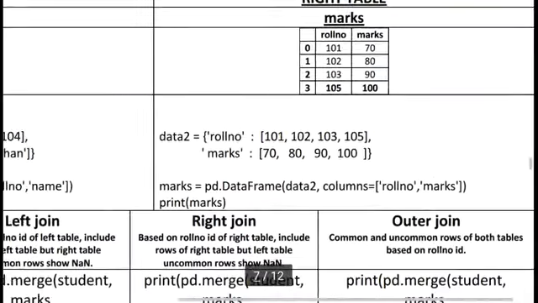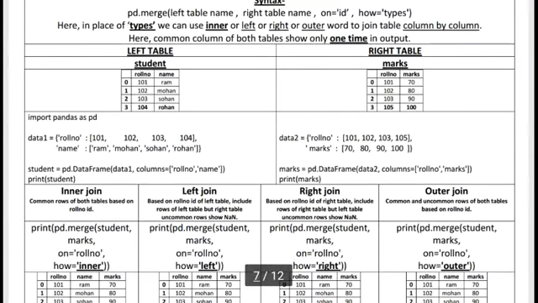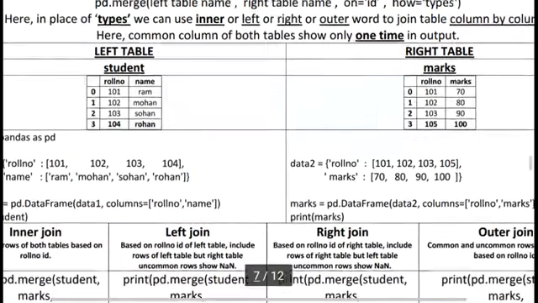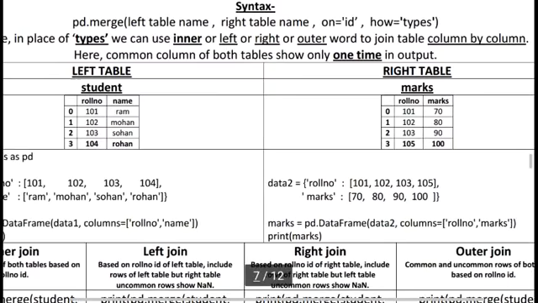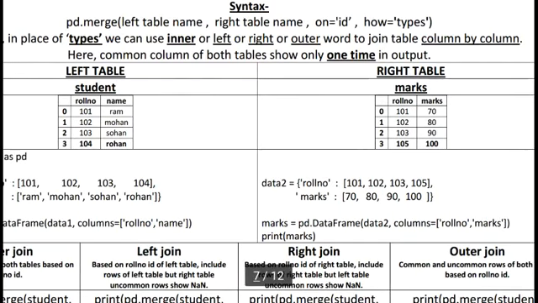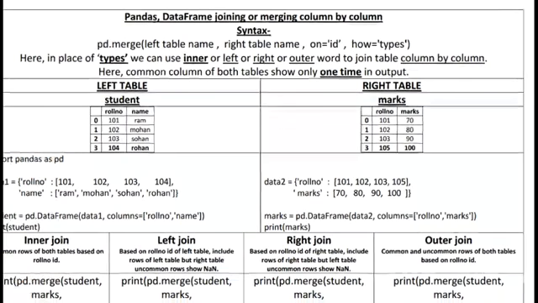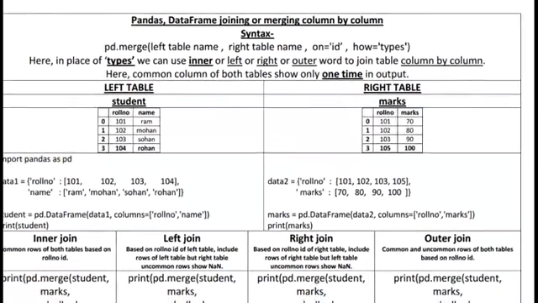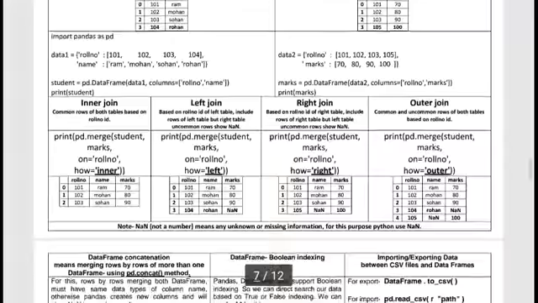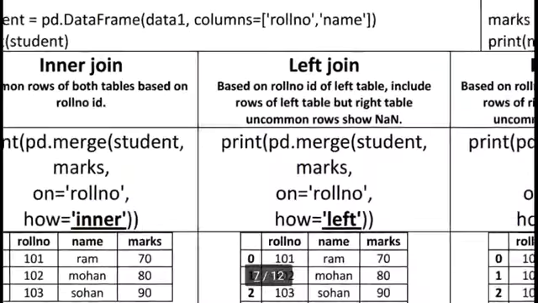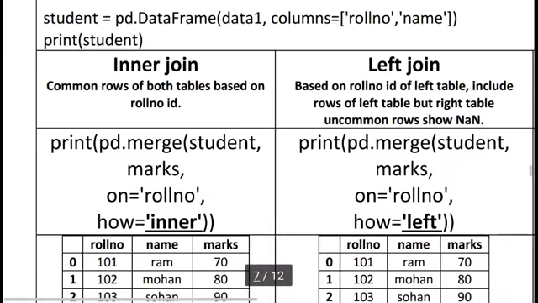But our main target is to join these tables and create one big table. Means in our final output you can see roll number, name and marks. This is our final output. So on the basis of the roll number id we can join these two tables and convert them into one big table. So here I am using four different kinds of joining.